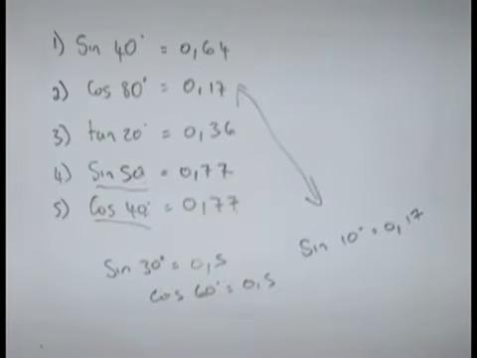Something for you to think about. Sine of 50 is the same as cos of 40, sine of 30 is the same as cos of 90, and sine of 10 is the same as cos of 80. Keep that in mind.